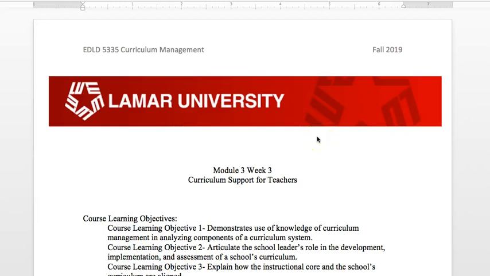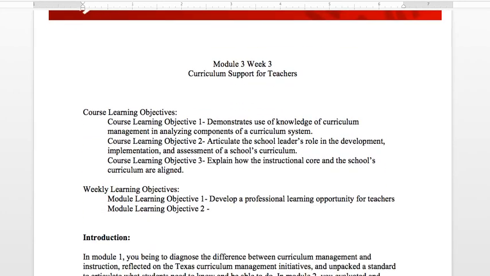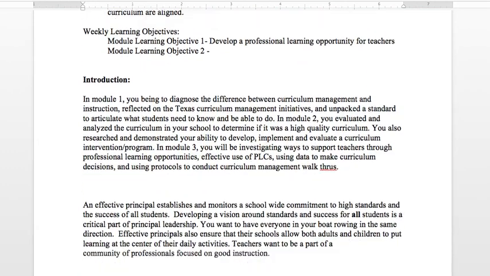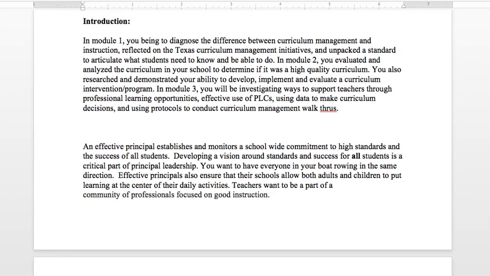If you remember when we talked about the organization of this course, we talked about that Module 3 would encompass 2 weeks, week 3, week 4. The reason that we did that is because we really want to talk about in these 2 weeks, how do you support teachers in the implementation of a guaranteed and viable curriculum? And so in this module, for week 3, you're going to look at developing a professional learning opportunity for teachers, taking that presentation from last week and using it as well.